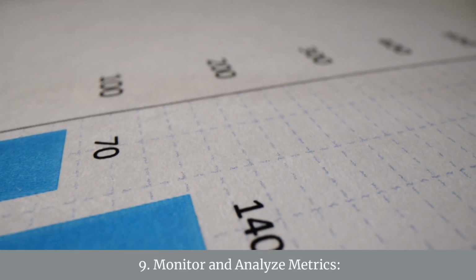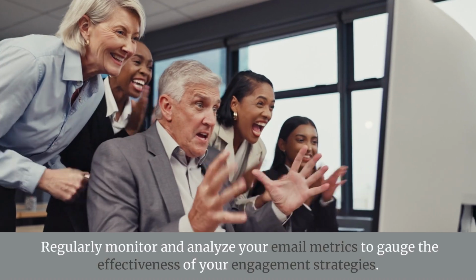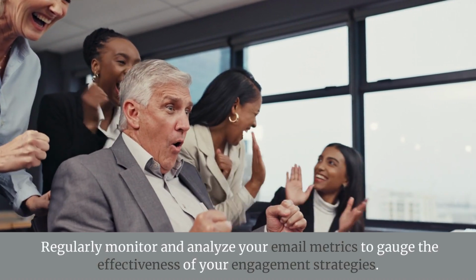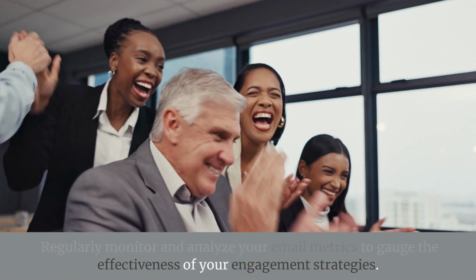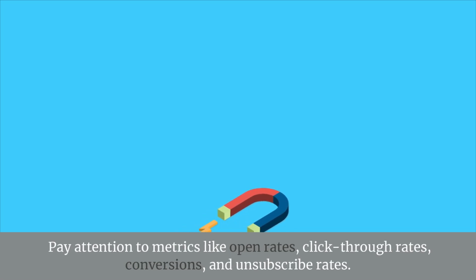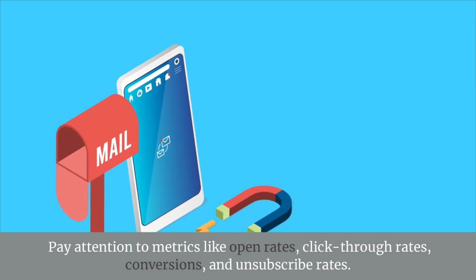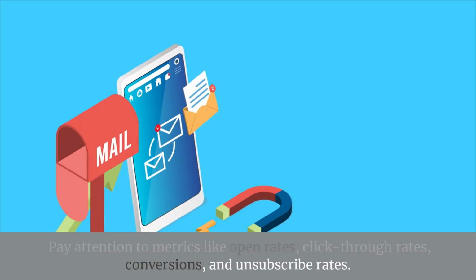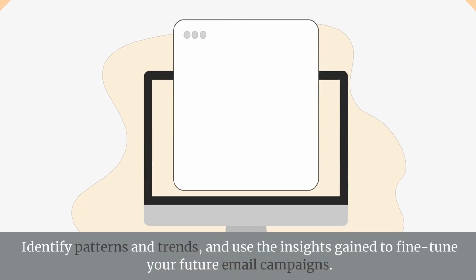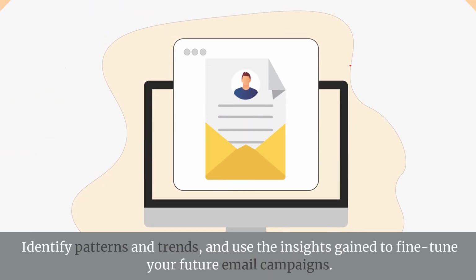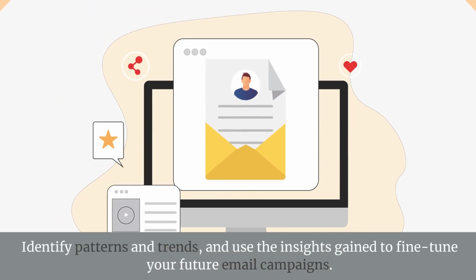9. Monitor and analyze metrics. Regularly monitor and analyze your email metrics to gauge the effectiveness of your engagement strategies. Pay attention to metrics like open rates, click-through rates, conversions, and unsubscribe rates. Identify patterns and trends, and use the insights gained to fine-tune your future email campaigns.